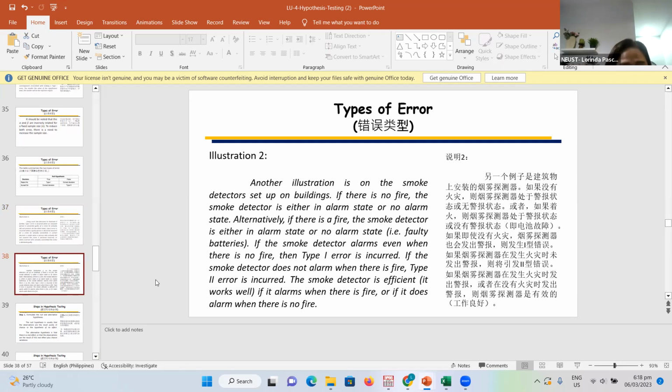So let us have another illustration. Now another illustration is on the smoke detector. So alam natin yung smoke detector na sineset up ito dun sa mga buildings. So if there is no fire, the smoke detector is either in alarm state or no alarm state. Kasi walang fire. Smoke nga yung madidetect niya.